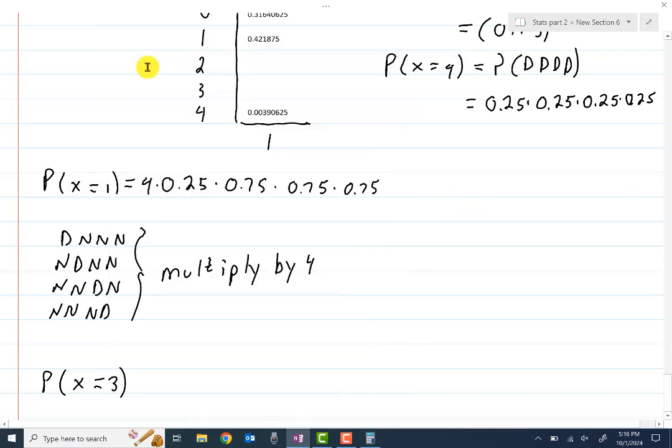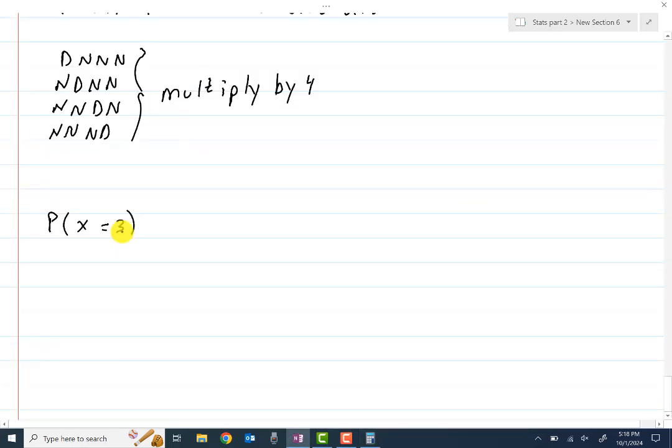Now let me go back to the 3. Means that we're going to have 3 diamonds and 1 non-diamond. So it could look something like this, or this. The reason why this is easy to do is because there's only 4 possibilities here. Each of these has exactly the same probability. Now I have to multiply by 4 because I have 4 of these. But each one of these will have exactly the same probability.